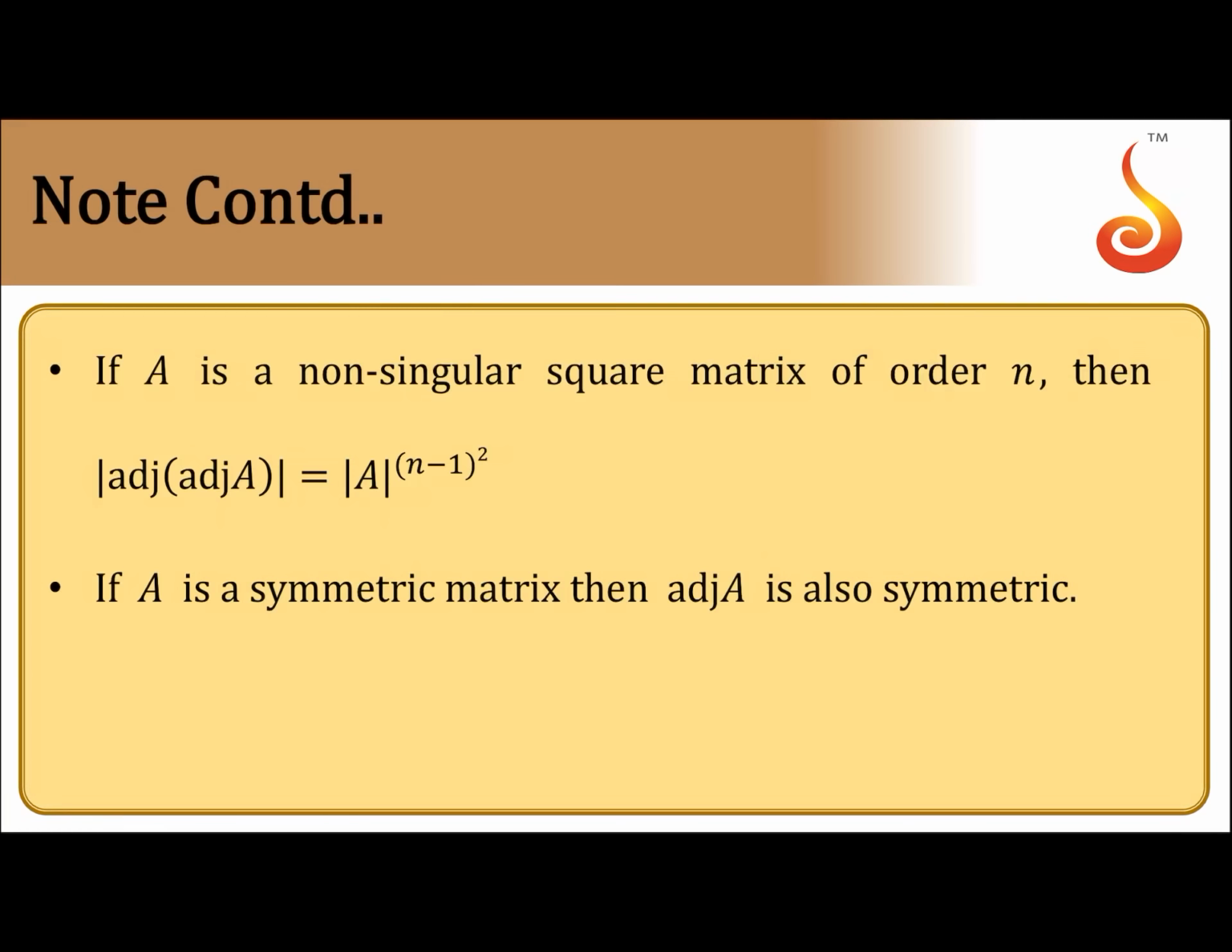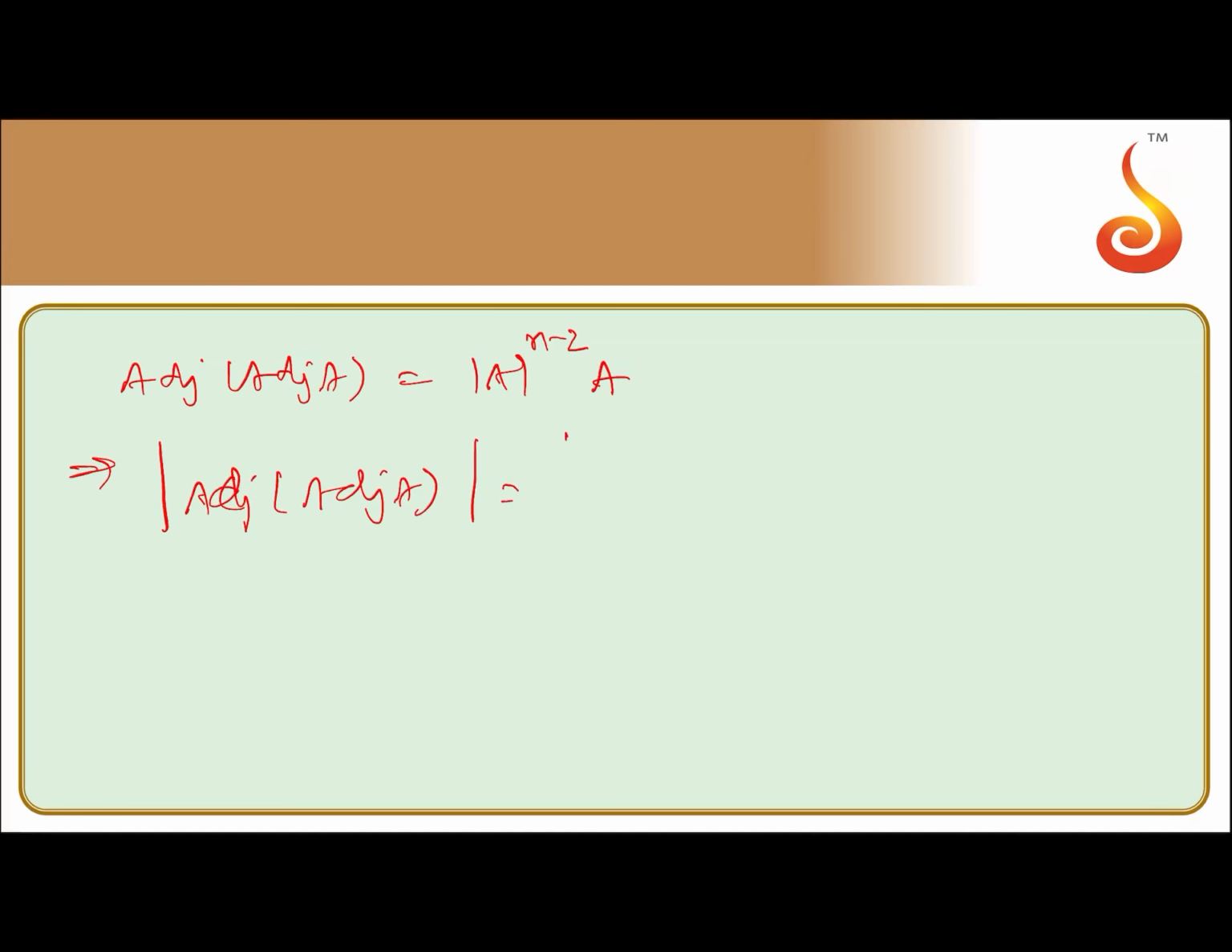That's another property. Now, when A is a non-singular matrix, that means det A is not equal to 0, then determinant of adjoint of adjoint A is equal to det A to the power of n minus 1 whole square. From the previous property, adjoint of adjoint A is det A to the power of n minus 2 multiplied by A. Why don't we take the determinant on both sides? Determinant of adjoint of adjoint A is equal to the determinant of det A power n minus 2 multiplied by A. That is nothing but det A to the power of n minus 2 taken whole power n minus 1 into det A.